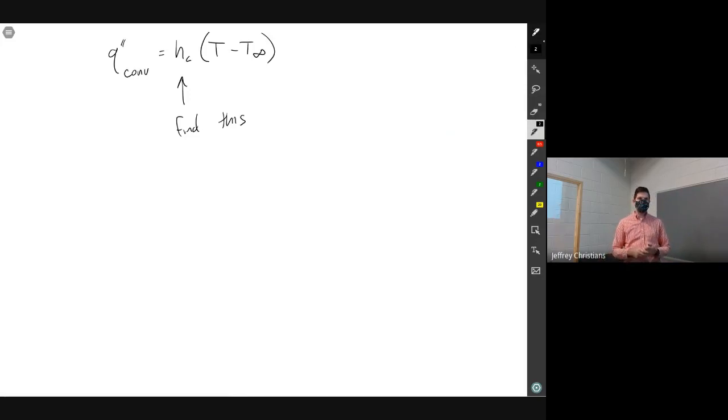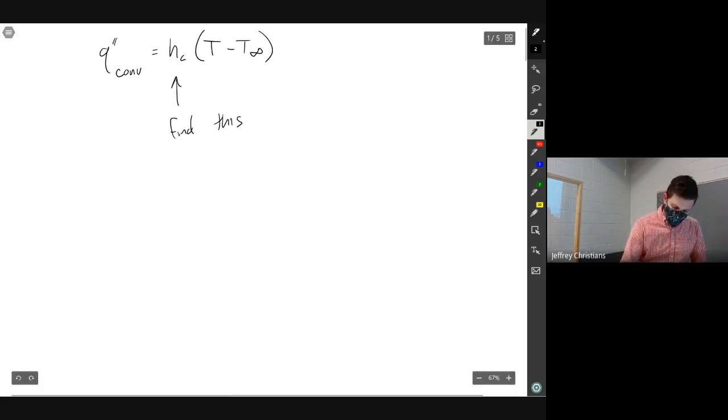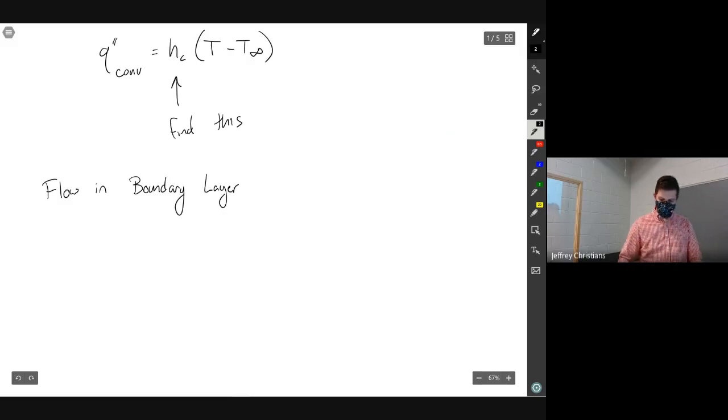All right, so in order to find H, we're going to be asking ourselves what's actually happening in this layer where changes are taking place in this boundary layer. So let's consider the fluids problem first that we just saw and see how it connects to the heat transfer problem. So we'll look first at flow.